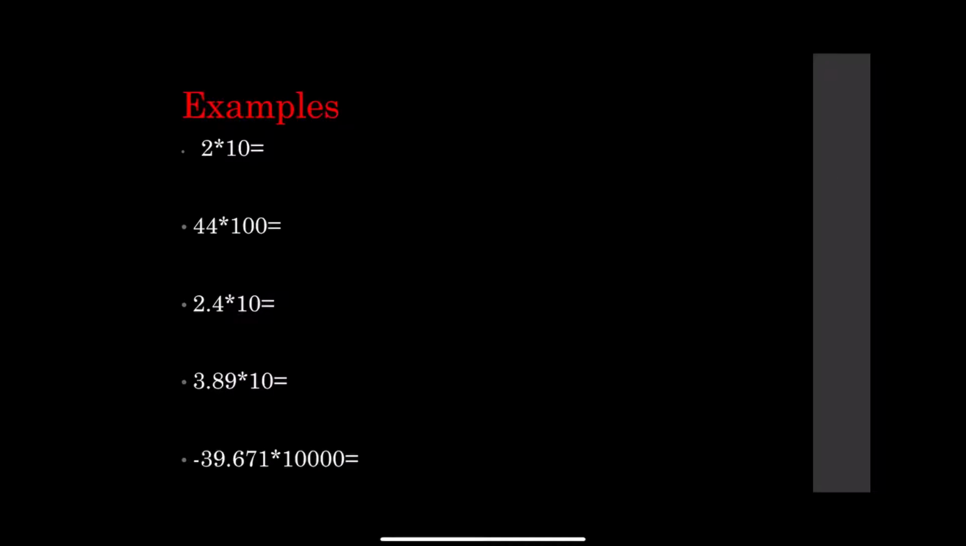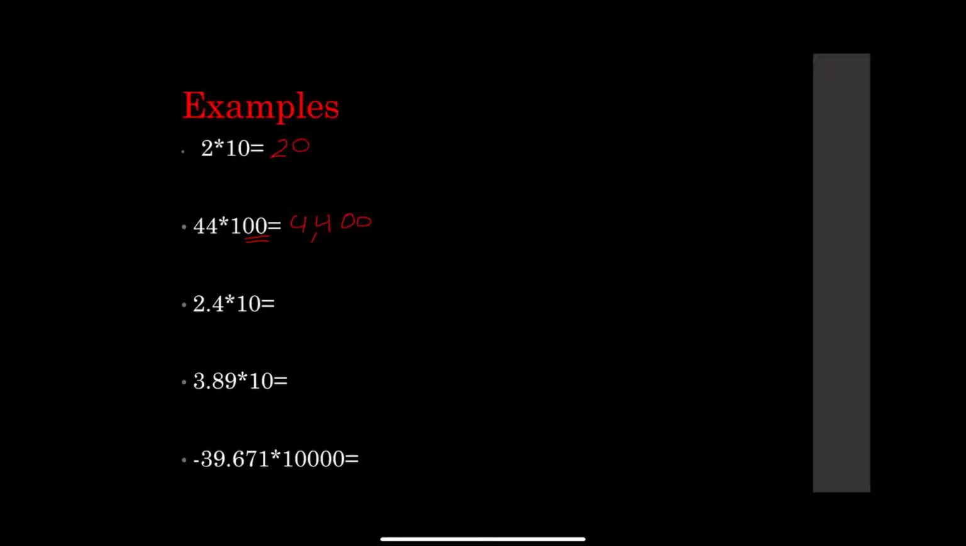2 times 10. We have no decimal point, so directly 2 times 10 is equal to 20. 44 times 100. We have two zeros here. We need to add the 2 zeros to the number 44, so it's going to be 4400, and the number is 4,400.